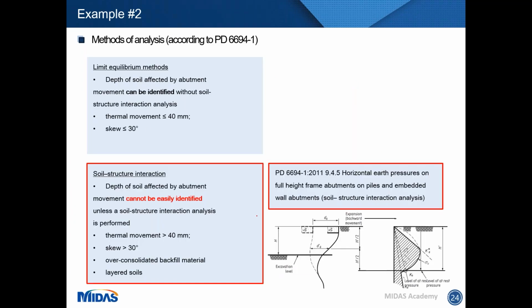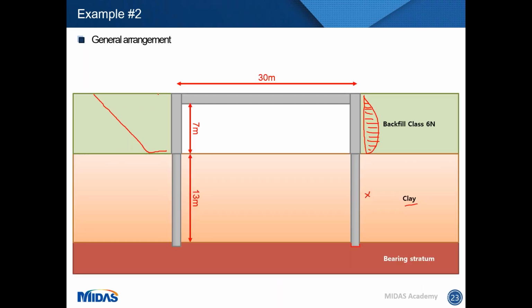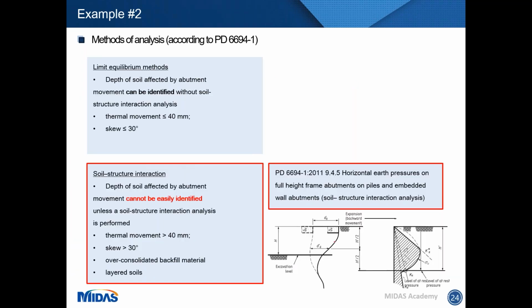Well, if we check the PD 6694 again, it says that we need to go to a soil structure interaction model because we cannot easily identify what the movement is going to be. So that's going to deflect, but we don't know for sure which is going to be the depth affected by this movement. So it's difficult to assess the stresses. It's something shown as well on this figure here. And when that happens, we need to run a full soil structure interaction analysis.